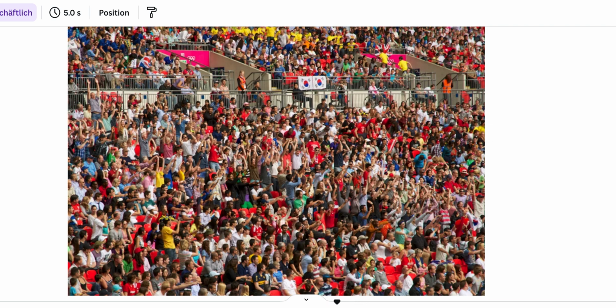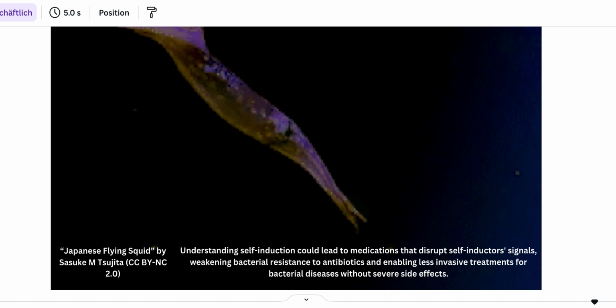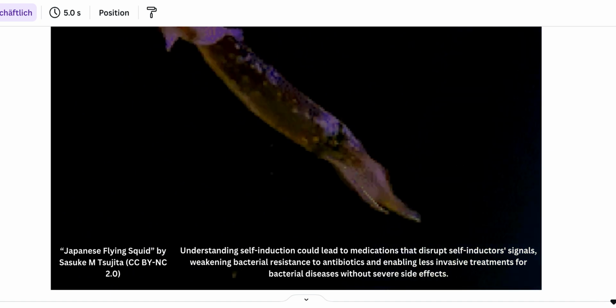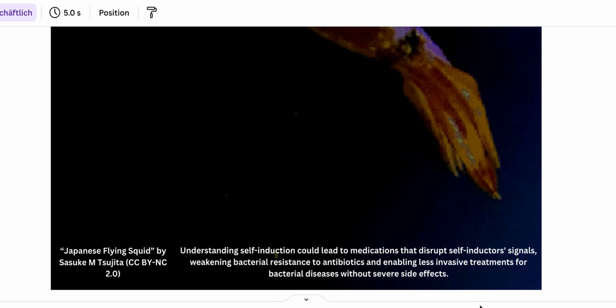As a preliminary conclusion, the understanding of this biological mechanism can result in the development of medications that make difficult or even block the signals of self-inductors, weakening their resistance to antibiotics or allowing professionals to develop less invasive treatments in the case of some bacterial diseases, without the side effects that more aggressive medications have.